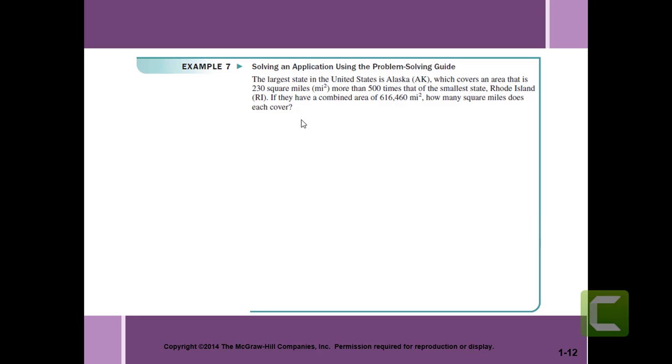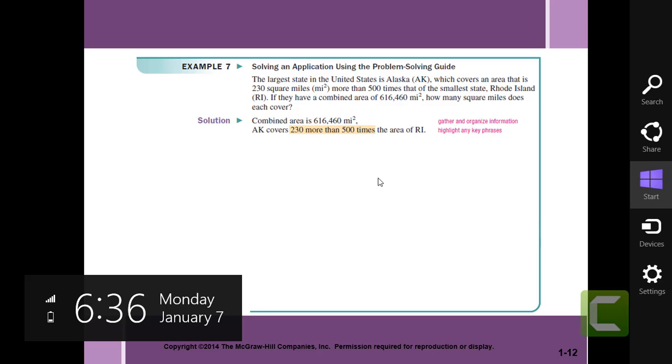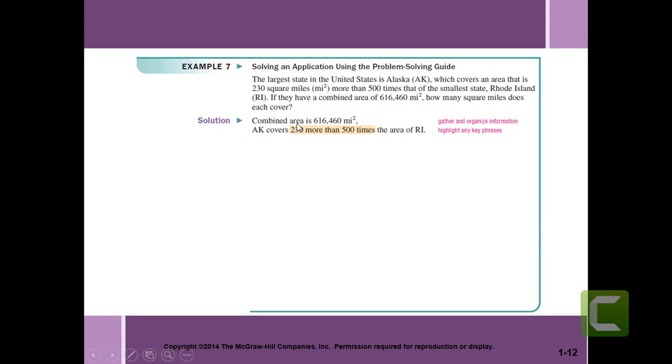So now, let's go through these steps together. We know that the combined area is 616,460 square miles. We know that Alaska covers 230 more than 500 times the area of Rhode Island. That's what we just discussed. So we're gathering and organizing our information.